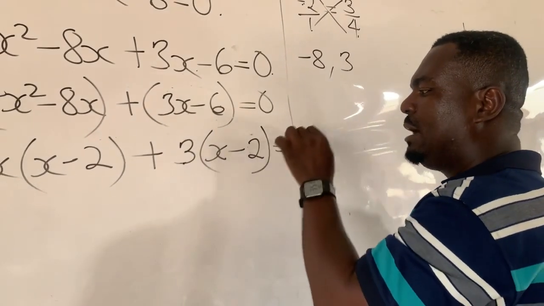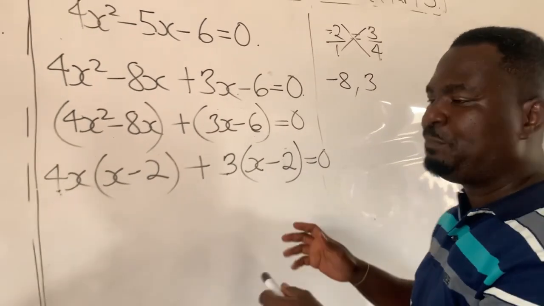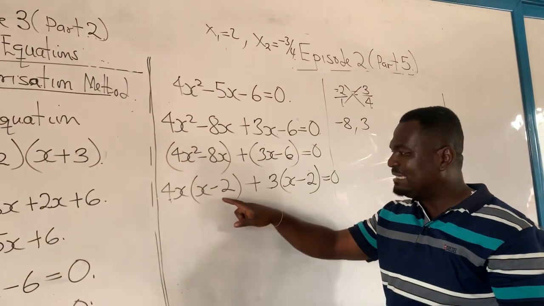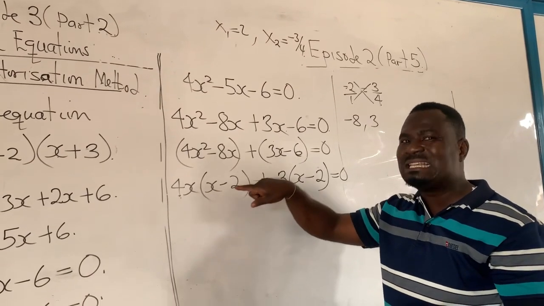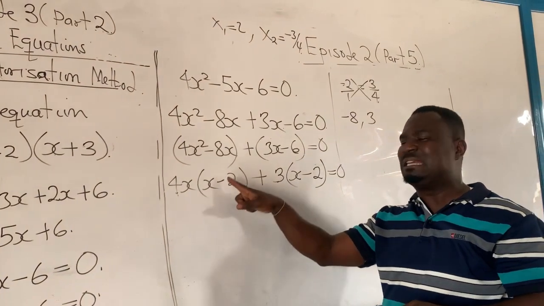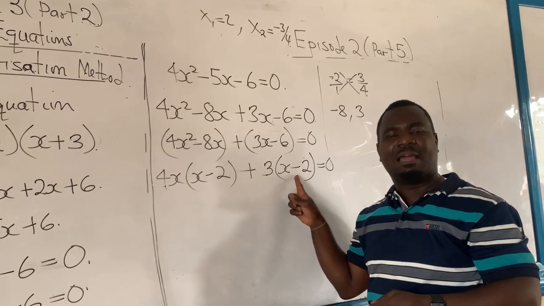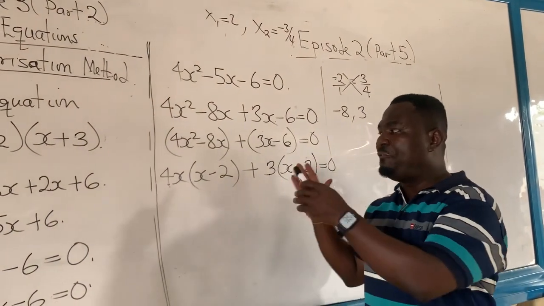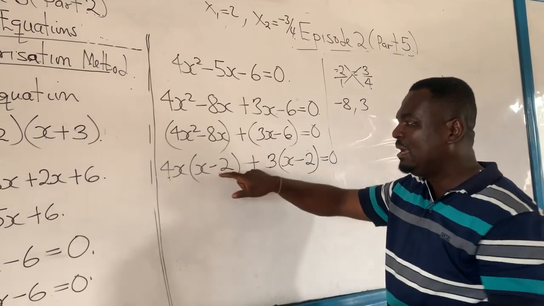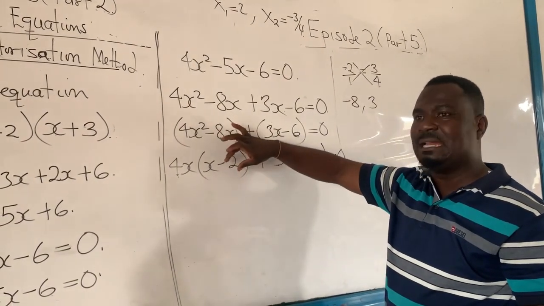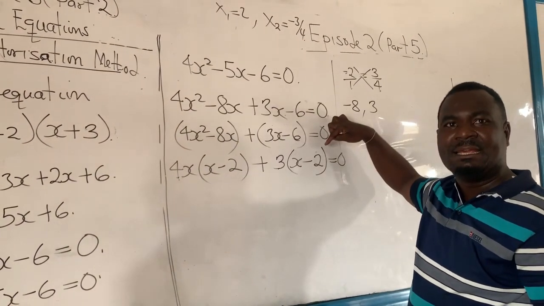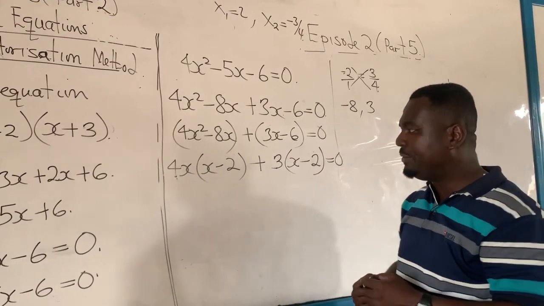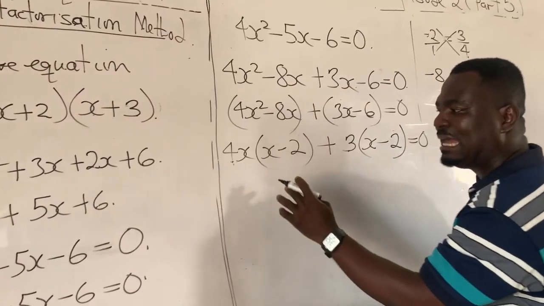2. Now, if you want to know whether what you are doing is correct, you can check your brackets. What is in the first bracket is the same thing in the second bracket. It tells you that you are on the right path. Anytime you factorize and the terms in the first bracket are seen in the second bracket, it tells you that you are doing the right thing.